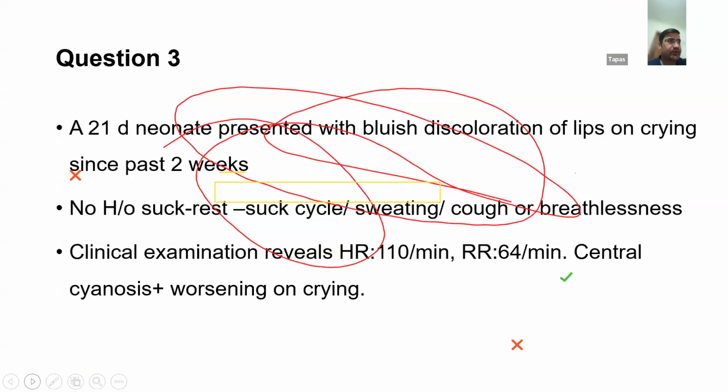Okay, so this is a 21-day-old neonate presented with bluish discoloration of lips on crying. Since the past 2 weeks, there is no history of suck-rest cycle, sweating, cough or breathlessness. Clinical examination reveals a heart rate of 110. Baby is having tachypnea, respiratory rate of 64 per minute. There is central cyanosis that is worsened on crying.